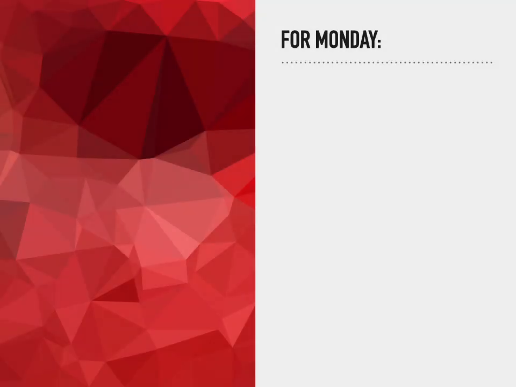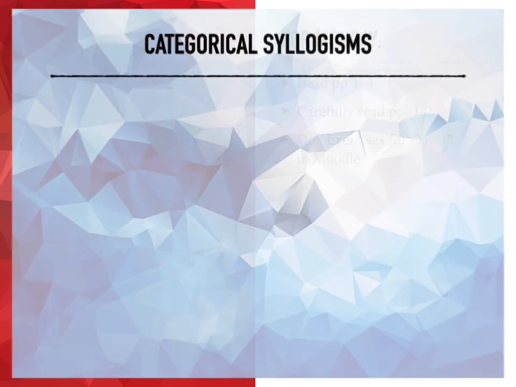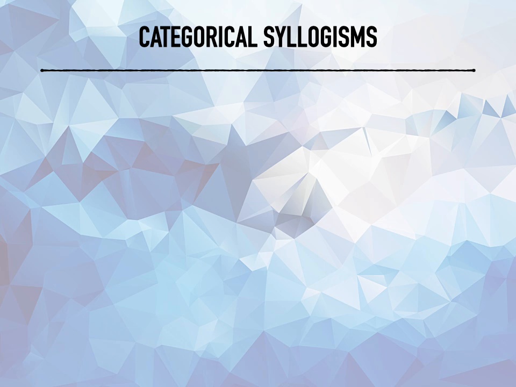For next time, for Monday, you should read the first 4 pages in the book just to know what's coming up. And you should carefully read pages 1 and 2, and then you should do the exercises for day 1 in Moodle. You should also take time to write down the 7 rules for categorical syllogisms. These are not in your book, but they are going to show up on your first test. You'll have to write them or type them out. So you should write them out now.